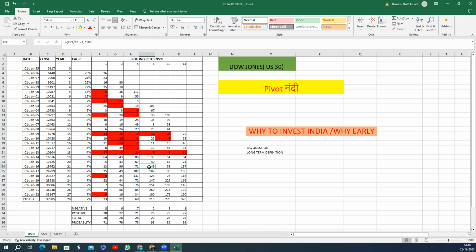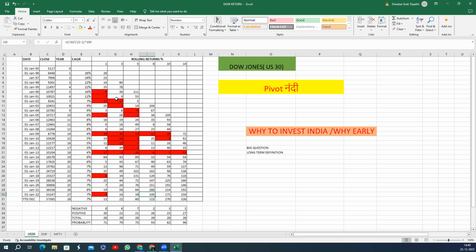And similarly, if somebody started in 2014, what will be the return for him after 8 years? 1, 2, 3, 4, 5, 6, 7, and 8. So at the end of 8 years, that person who invested in 2014 at the index value of 16,576, when the index is at 33,000, is making 100% return on his investment.